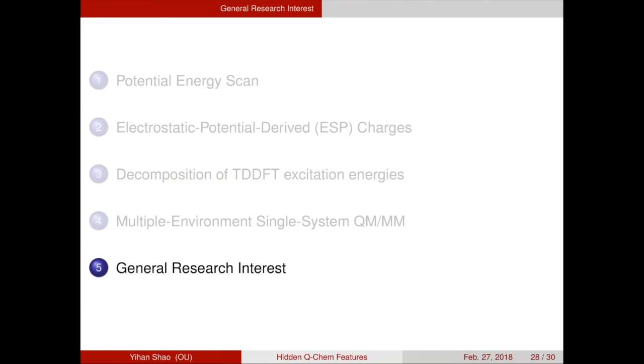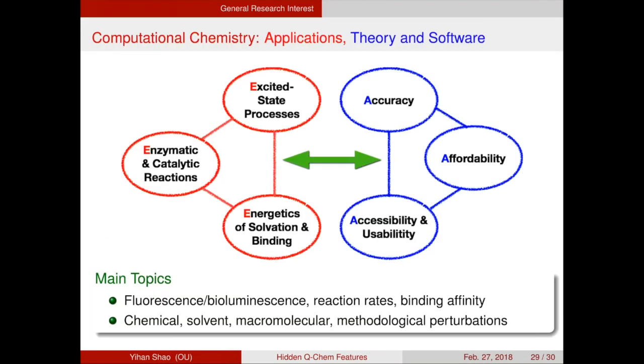I'm close to the end, so I have a couple minutes left. I just want to tell you a little bit about what my group is interested in. In general, we are interested in two sides. One is theory and software development. Of course, that's a natural continuation of what I have been working on at Q-Chem.